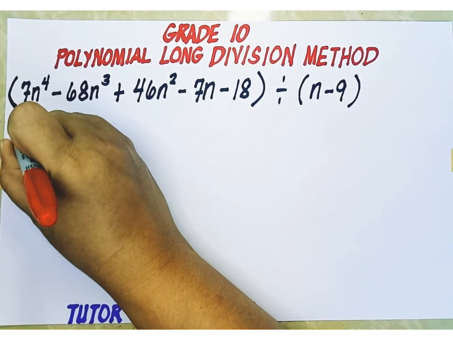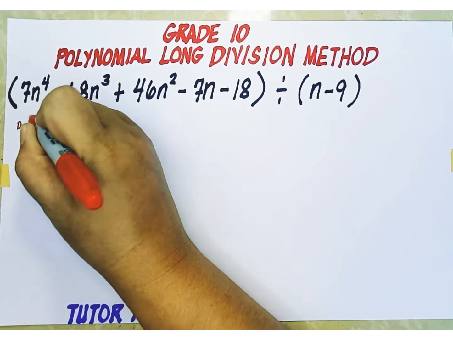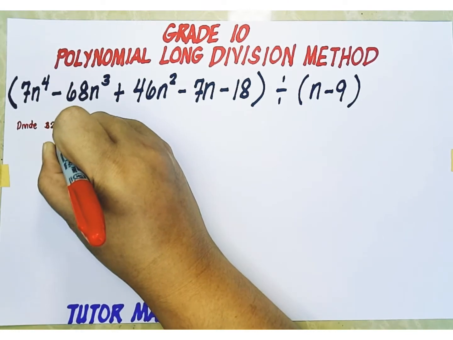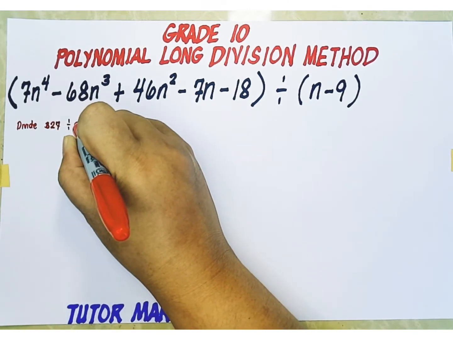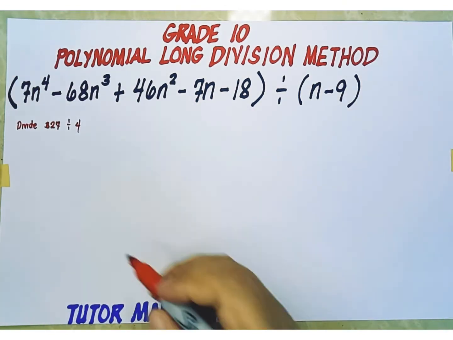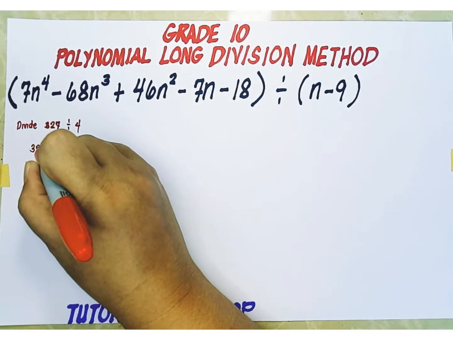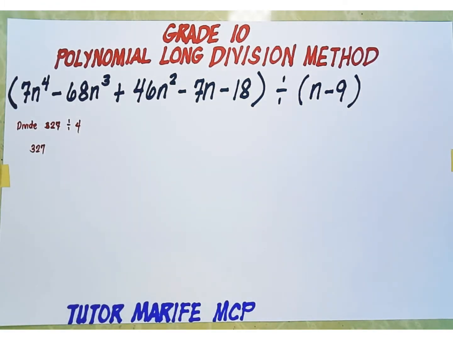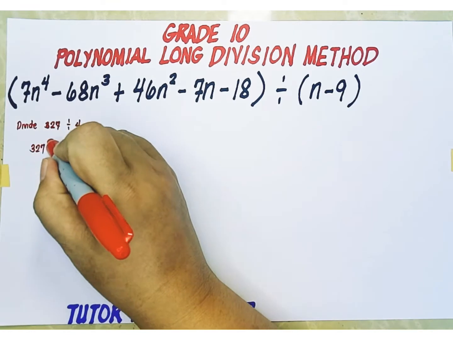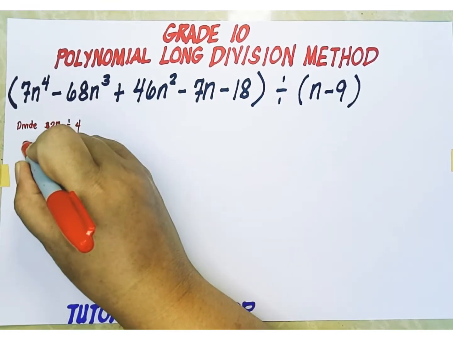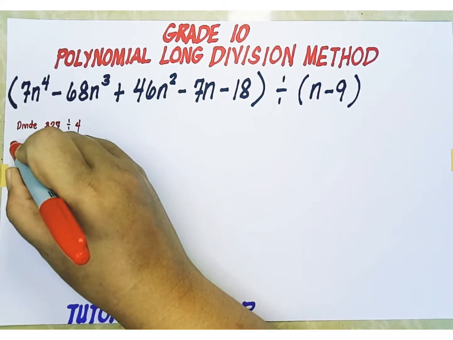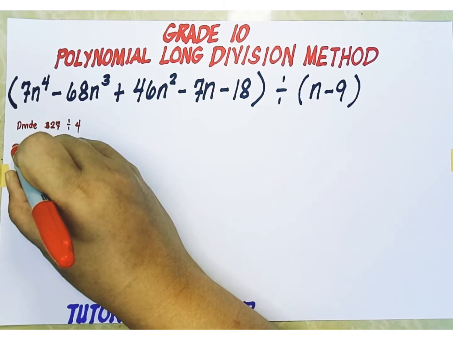For example, divide 327 divided by 4. So, i-rewrite natin yung division problem natin using the long division bar. Itong dividend mo should be placed inside the long division bar at itong divisor mo should be placed outside your long division bar.